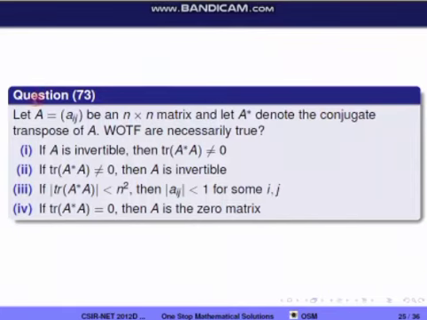Next question, question 73. Let A = (aij) be an n cross n matrix and let A star denote the conjugate transpose of A. Which of the following are necessarily true? So we are given a general n cross n matrix. We have to find which of the following options are true. So we'll look at how to do this question.